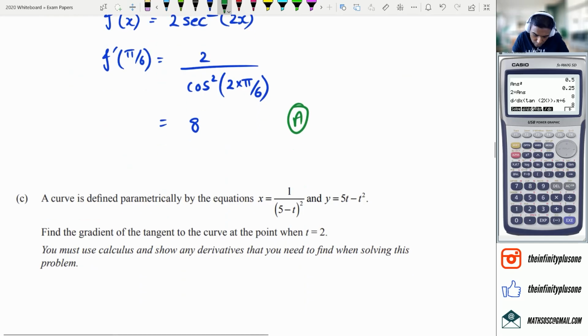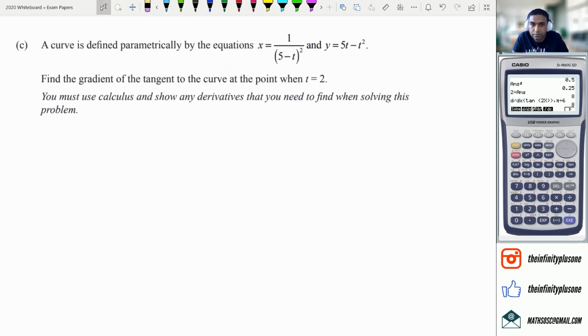Okay, so we are going to question C. What we've got is a parametric equation and we need to find out the gradient of the tangent. So what we're going to do is work out what dx dt and dy dt are, and then put them together as dy dx. We're going to do the x part first. So x is equal to, I hate when that's like this. So what I'm going to do is bring 5 minus t to the numerator, and rewrite this as 5 minus t to the power of negative 2.